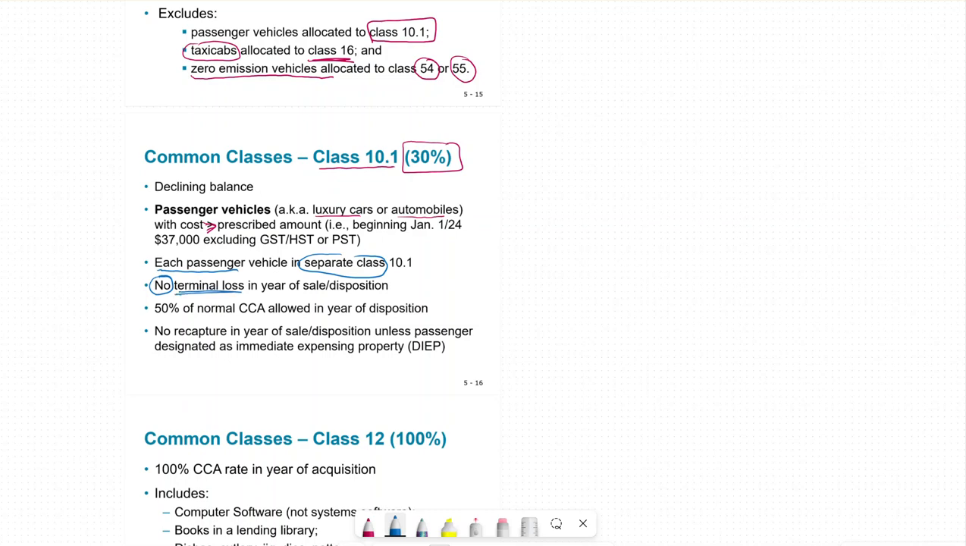But we're allowed 50% in the year of disposition. The year that we sell, we are allowed to take a 50%. If there was any UCC left, we're allowed to take 50% in the year of disposition. There's no recapture and no terminal loss on the passenger vehicles, which is class number 10.1.